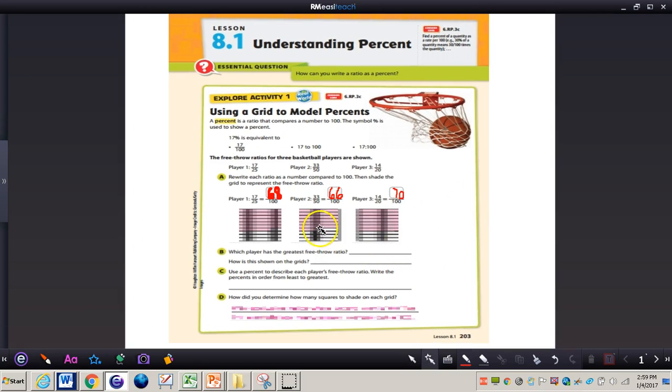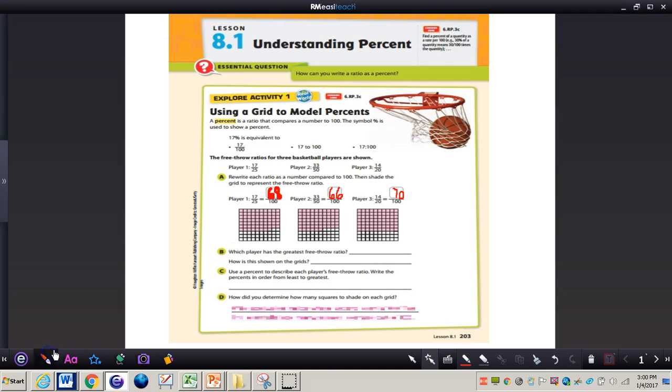Then what we can do, we can shade in each box, and then you can see what this represents. So 68 out of 100. So we could say that 17 out of 25 is 68%. So if we take it out of 100 there, it would be an equivalent proportion to 68 to 100. So what I'll have you do is shade in 68 of those squares within the 100 grid. For player 2, shade in 66 of those squares. Understand that each row represents 10, so you can shade in 6 rows, and then 6 of the other one. And then finally 70, we can shade in 7 total rows there.